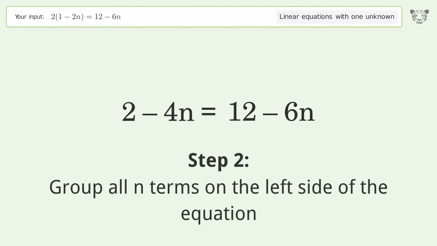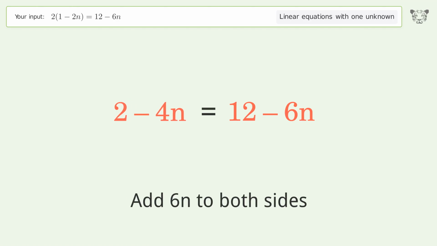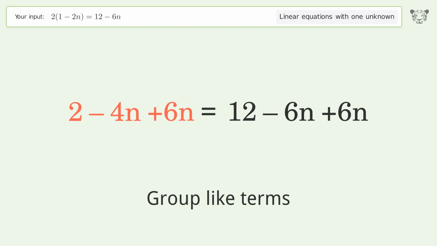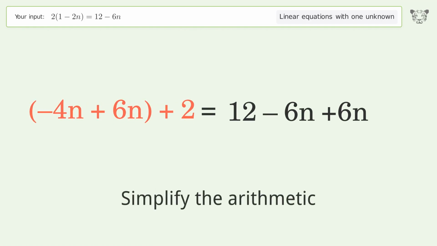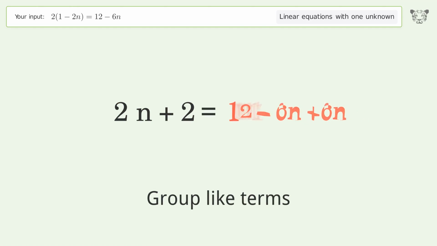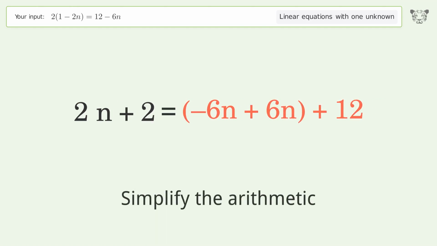Group all n terms on the left side of the equation. Add 6n to both sides. Group like terms. Simplify the arithmetic. Group like terms. Simplify the arithmetic.